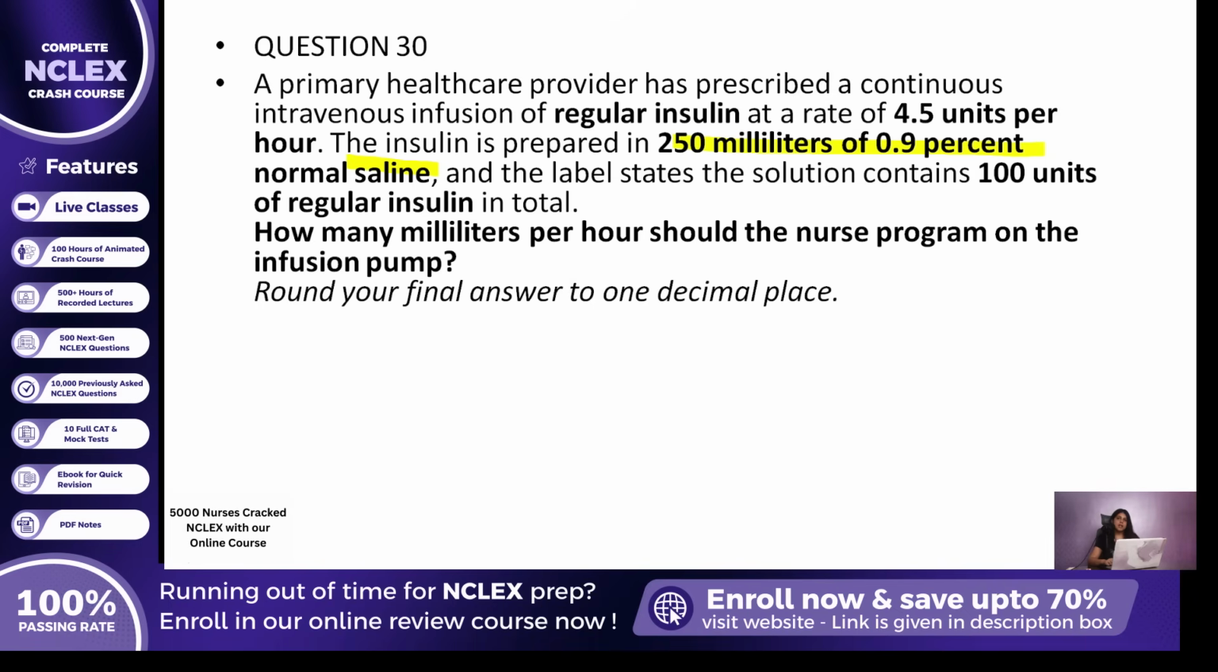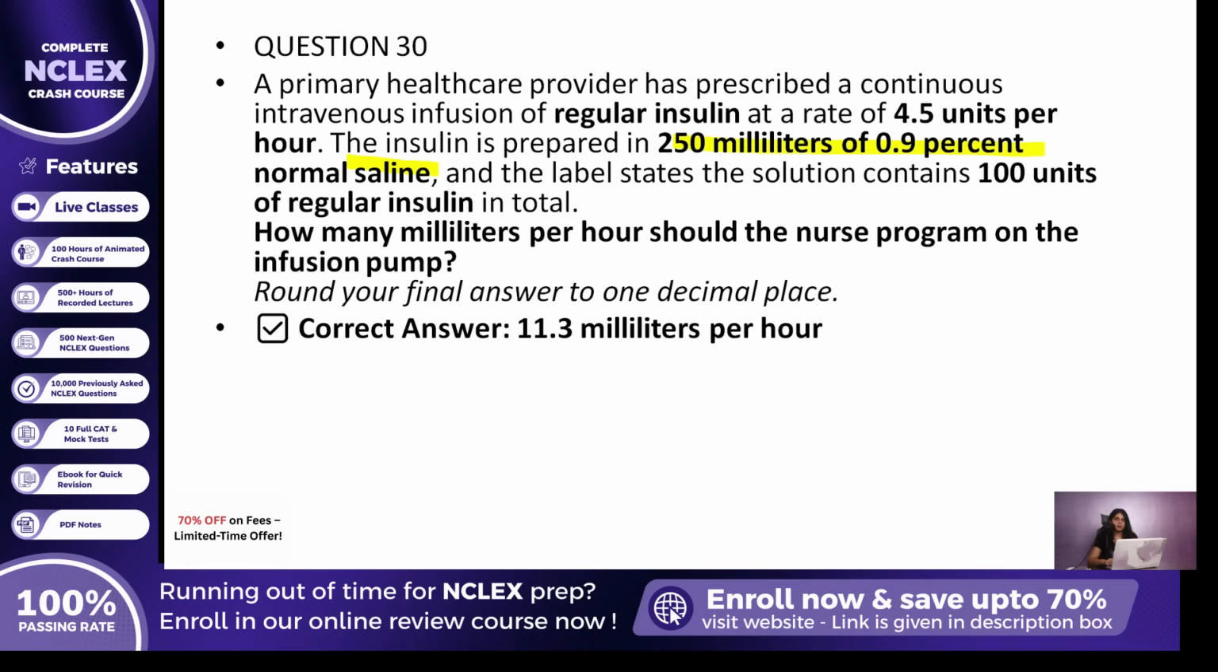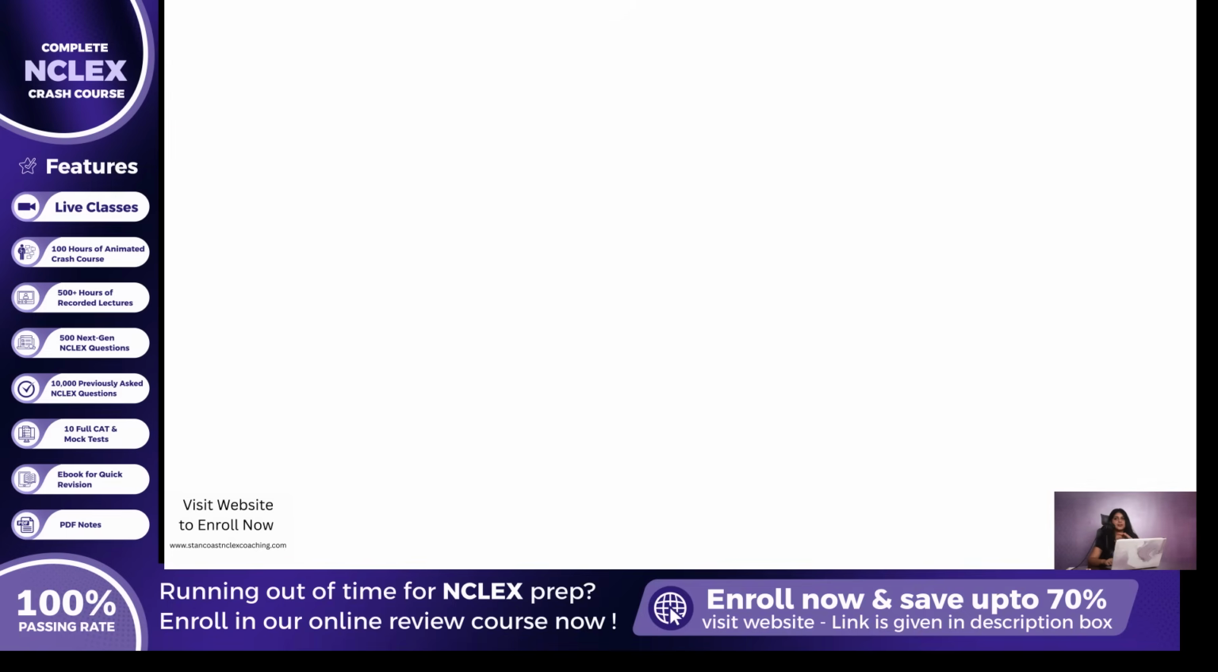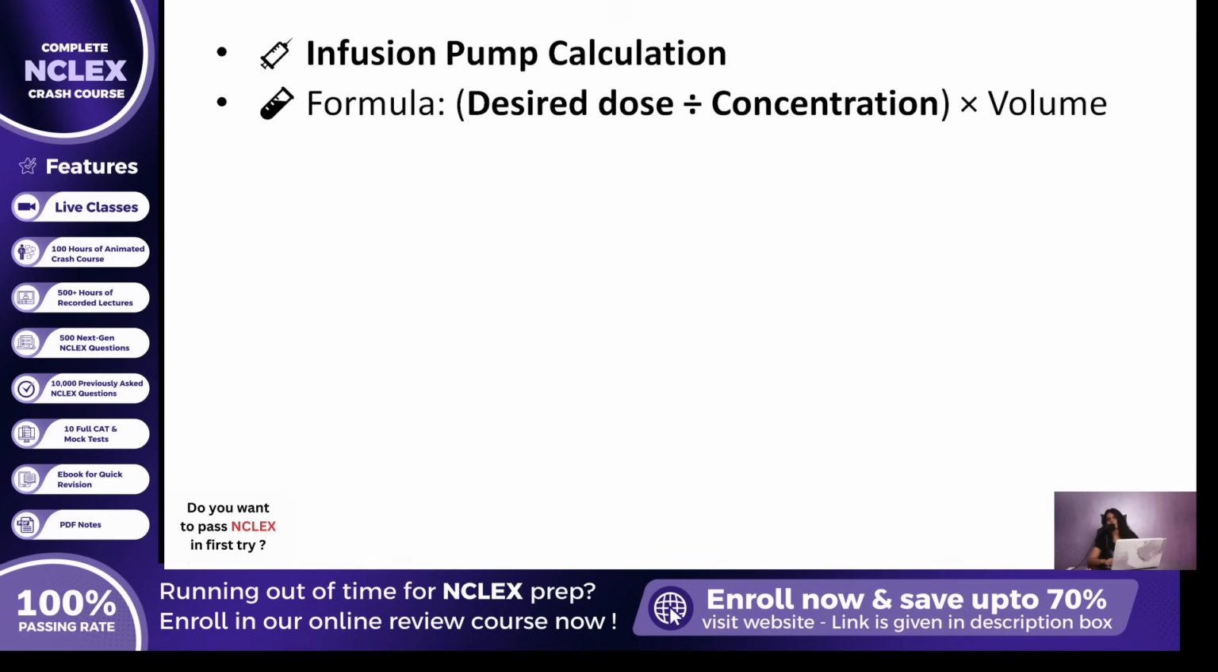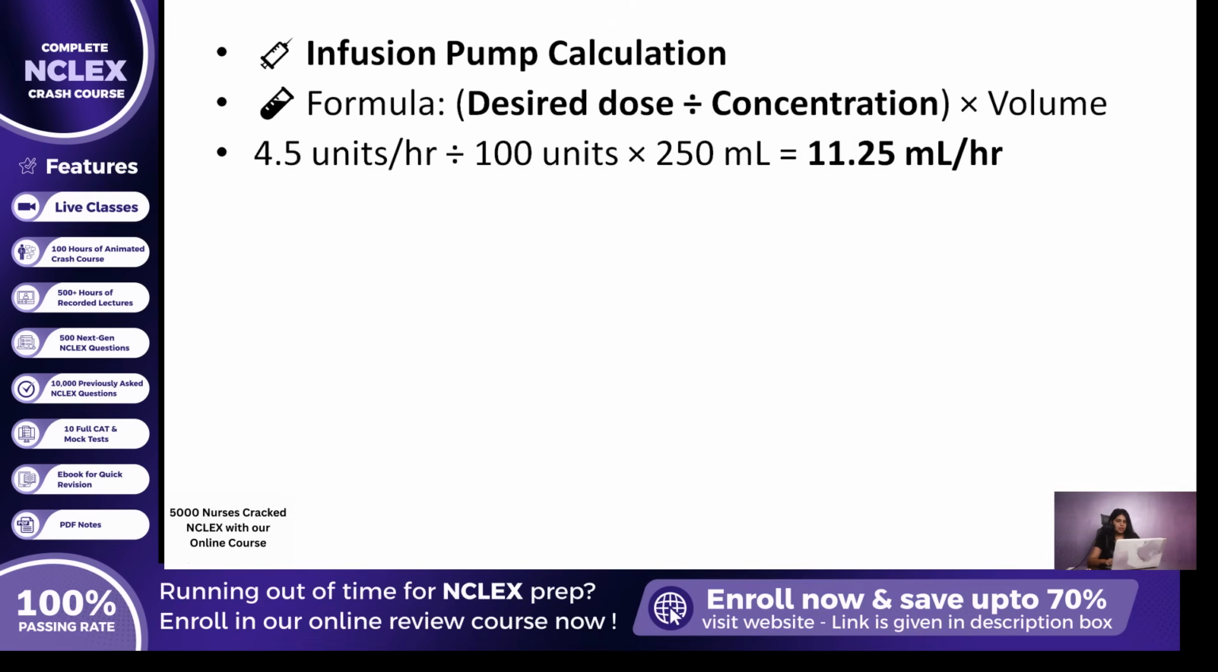Here is the correct answer. 11.3 milliliters per hour. Now, let us break down the math in words. To determine the rate, we use the standard formula: desired dose divided by the total amount in the solution, then multiplied by the total volume. The prescribed dose is 4.5 units per hour, and the intravenous bag contains 100 units in 250 milliliters.